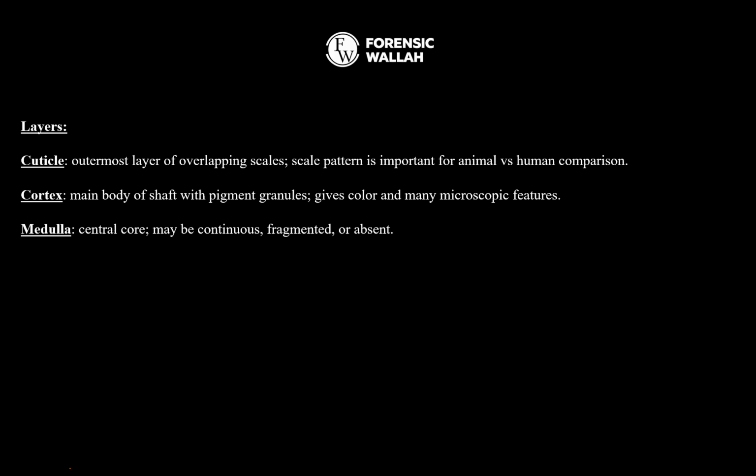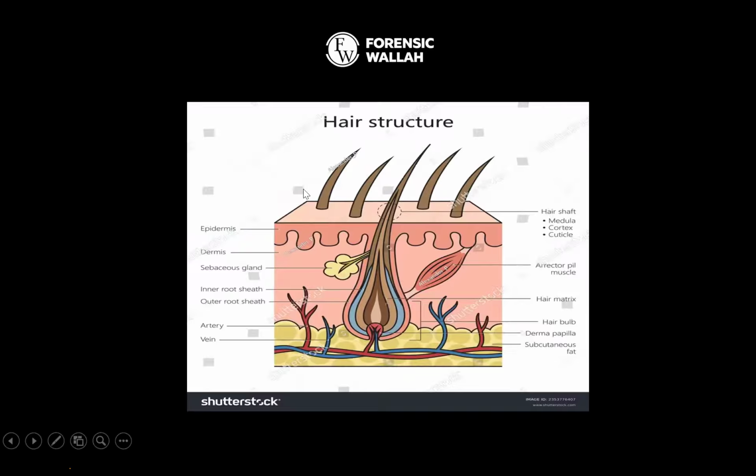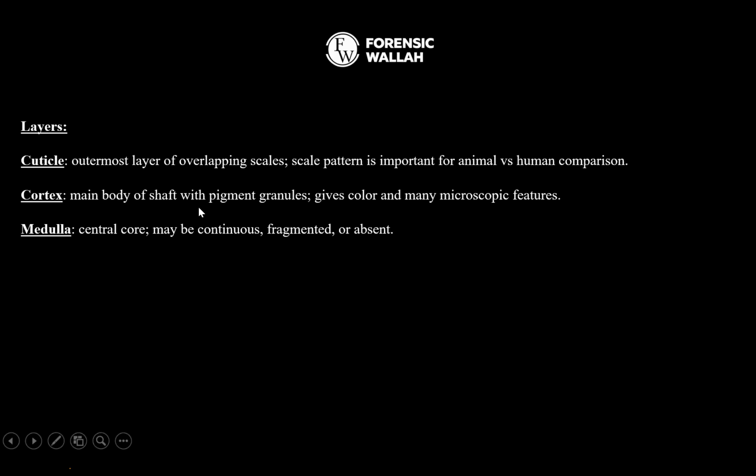So cuticle is nothing but the outermost layer. A lot of overlapping scales will be there. For example, in this hair, the outermost covering is your cuticle, then comes your cortex, and the innermost is your medulla. A lot of overlapping scales will be there in your cuticle, and the cuticle is very important to differentiate whether it is a human or an animal hair that you obtained from a crime scene.